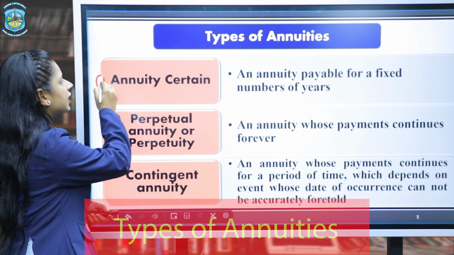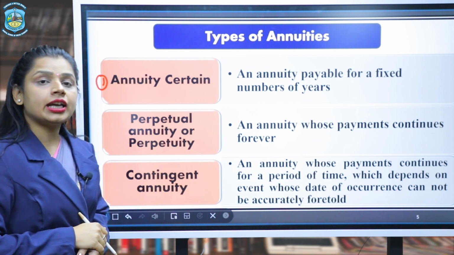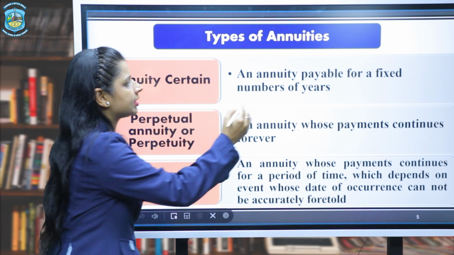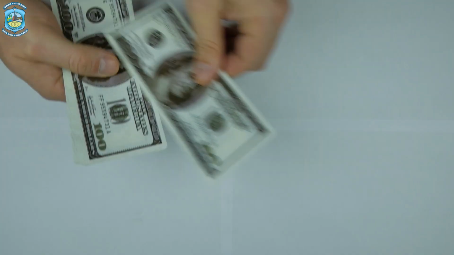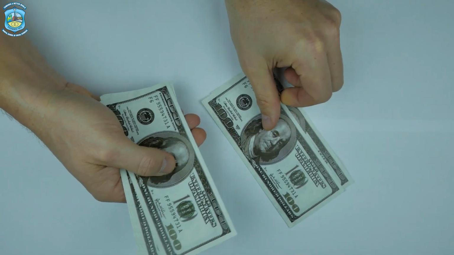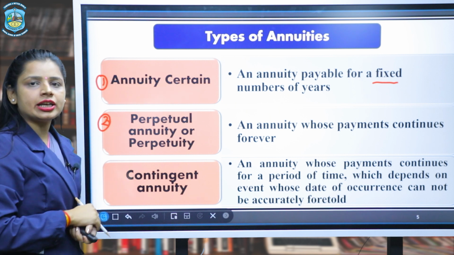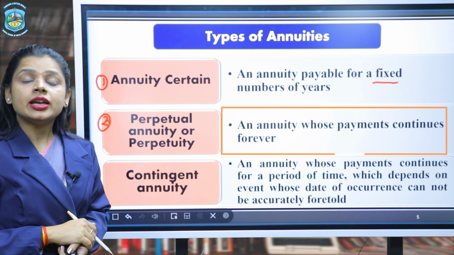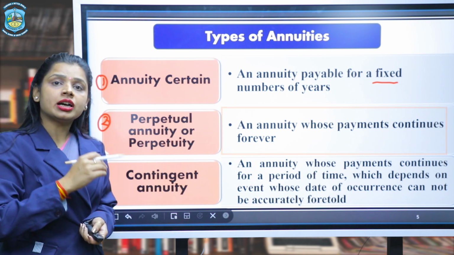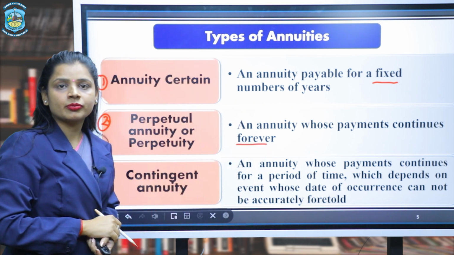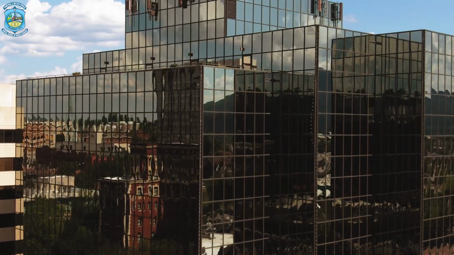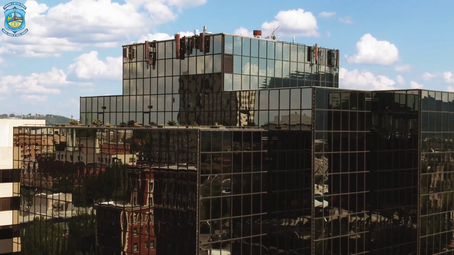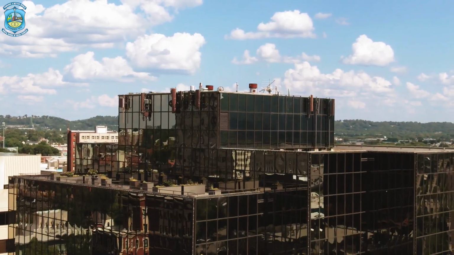The first is annuity certain. It is an annuity payable for a fixed number of years. For example, repayment of loan by a fixed number of installments. Second is perpetual annuity or perpetuity. It is an annuity whose payment continues forever. For example, in the case of real estate, once the price of real estate is paid, the owner of that estate is entitled to receive an infinite stream of rental payments.